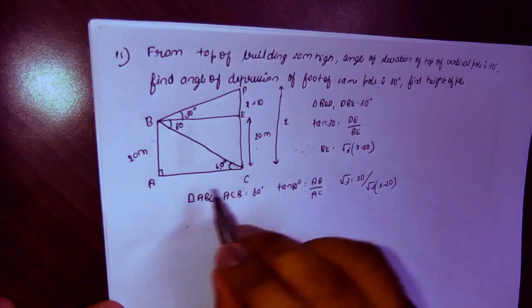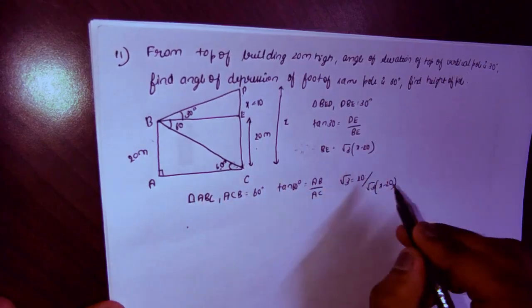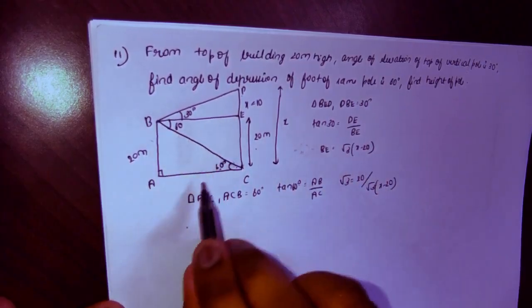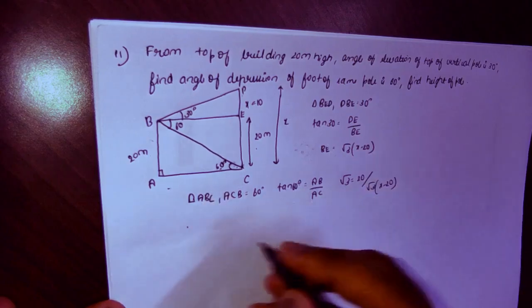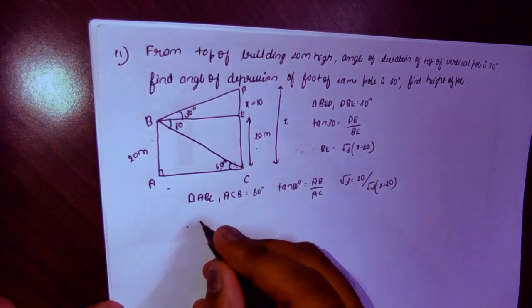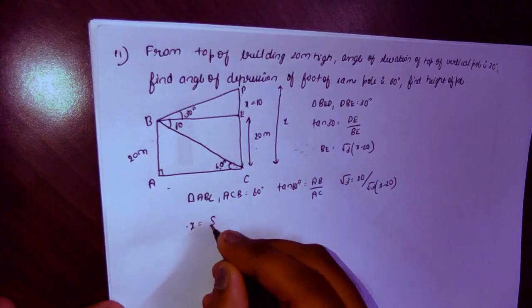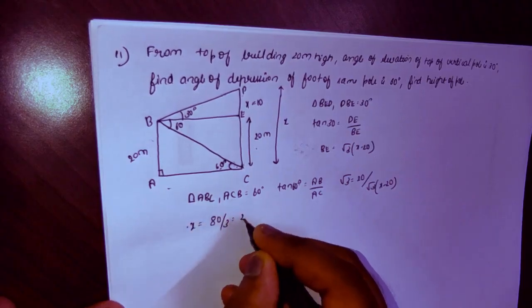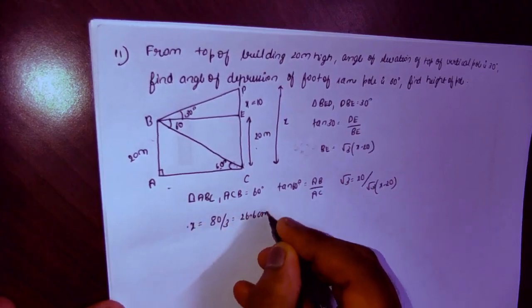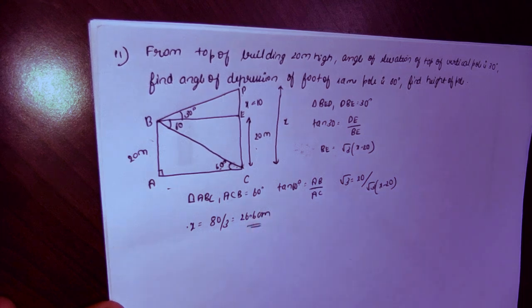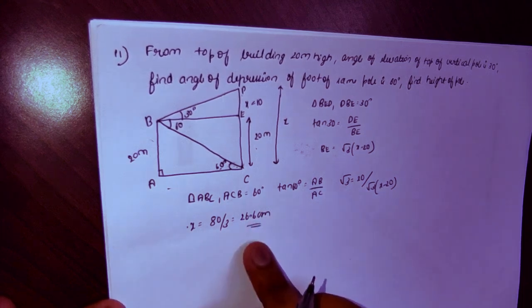This AC value we have got just now, that is BE is same as AC, so root 3 into x minus 20. When we substitute the values, we will get the answer of x, that is 80 by 3, 26.6 centimeter. So the height of the pole is 26.6 centimeter.